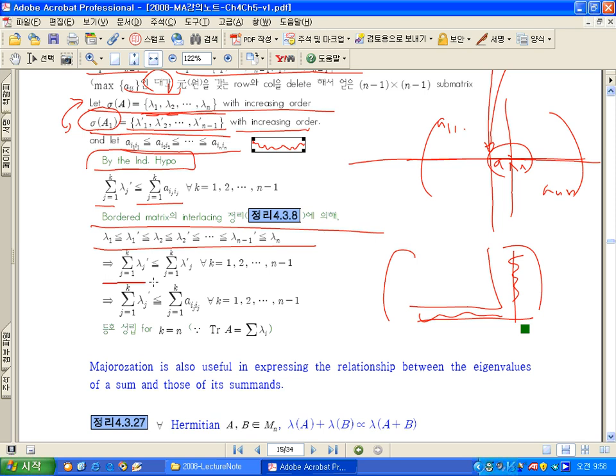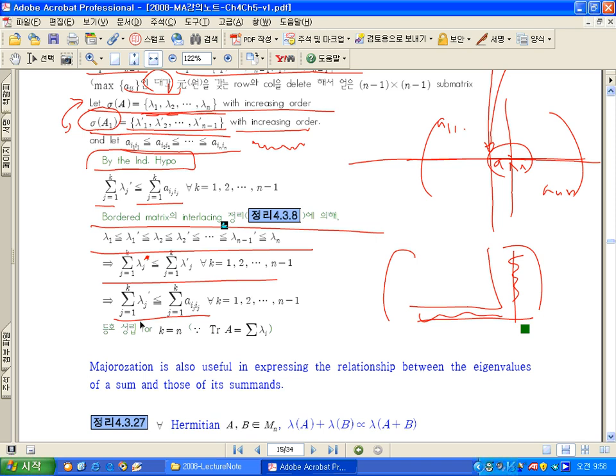So the summation of those eigenvalues has the inner racing properties. I think this is an errata. This one should go on. Yeah, this errata. So these eigenvalues satisfy this equality. Then these eigenvalues are majorized by main diagonal entries.